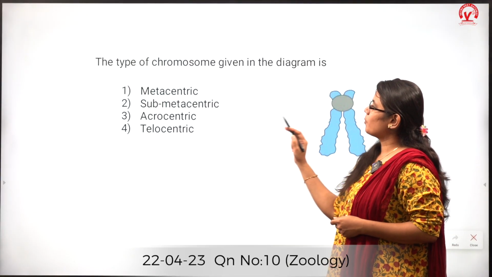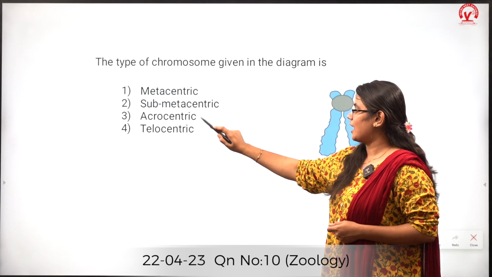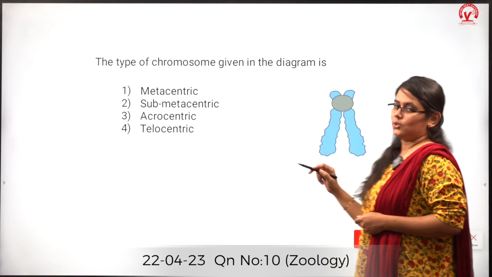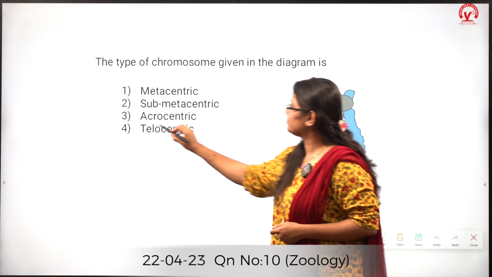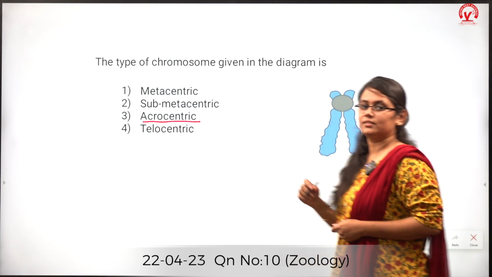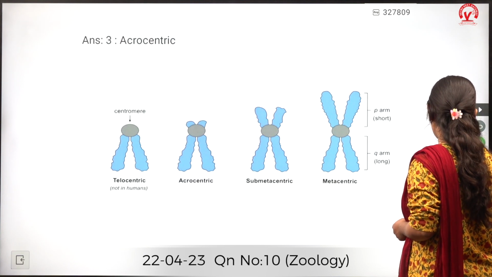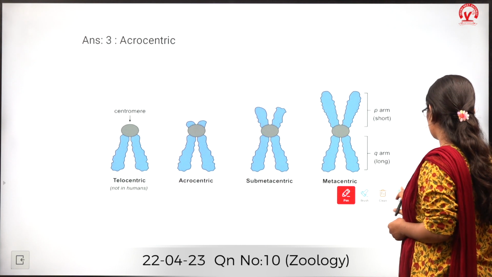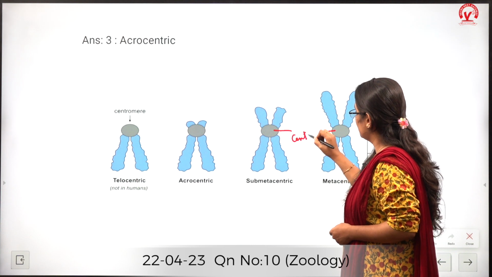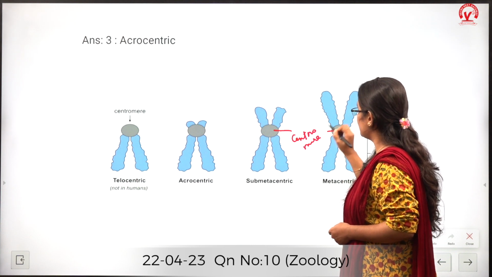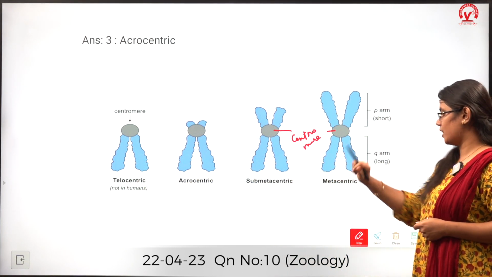The type of chromosome given in the diagram is, the options are metacentric, submetacentric, acrocentric and telocentric. So you can see the diagram, they have asked about the type of chromosome. The answer is 3, acrocentric, because we all know chromosomes are classified into 4 different types depending upon the position of the centromere. Okay, so this is the centromere. Depending upon its position, they are classified into telocentric, acrocentric, submetacentric and metacentric.